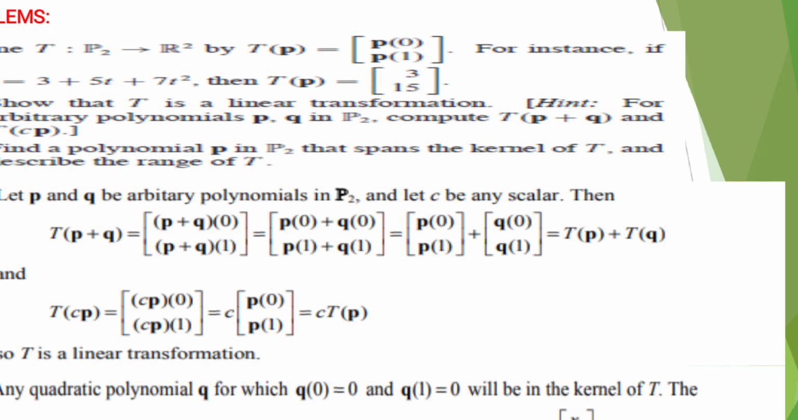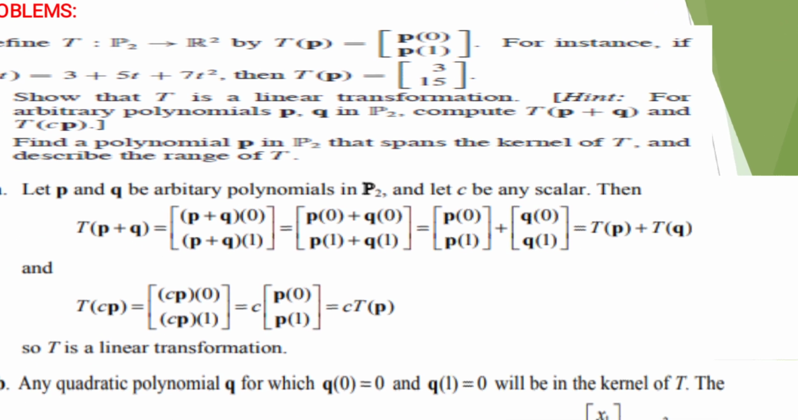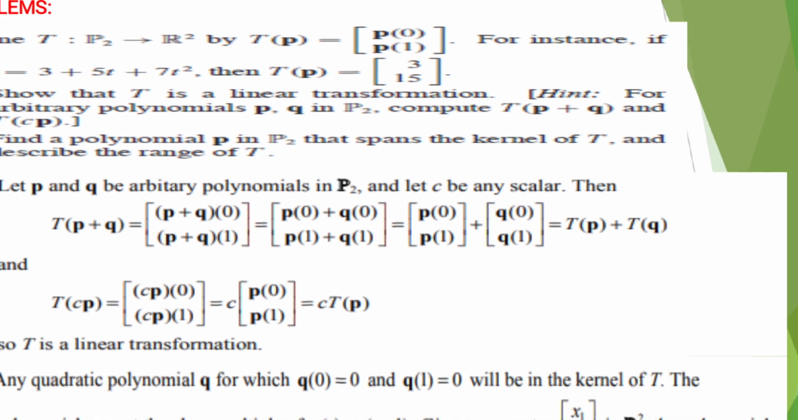T is a linear transformation means we show that the mapping satisfies two conditions. One is T of p plus q equals T of p plus T of q. Second, T of cp equals c times T of p. If these two conditions are satisfied, then we say that T is a linear transformation. First we take p, q as two polynomials of P2. P2 is the set of all second degree polynomials.